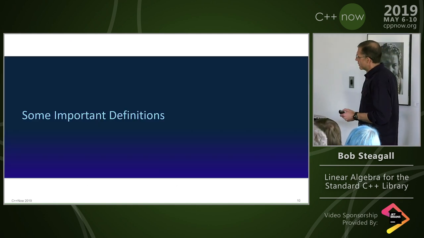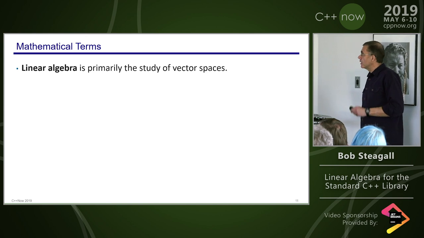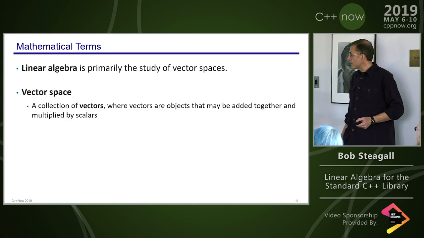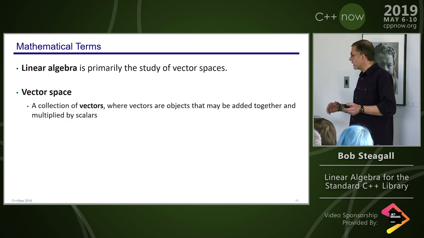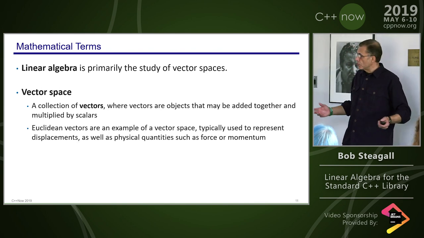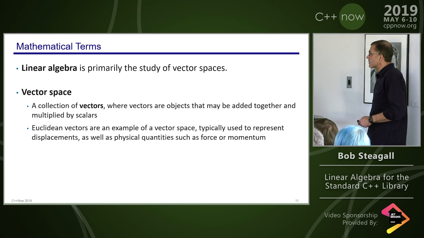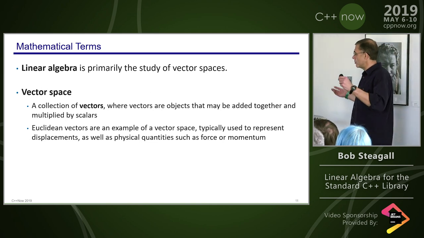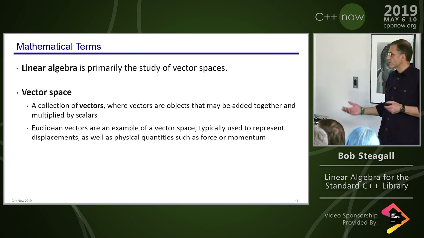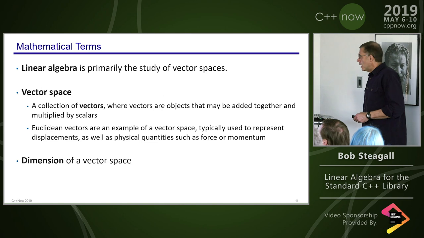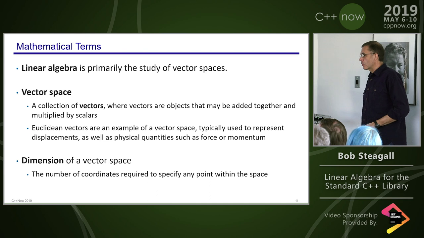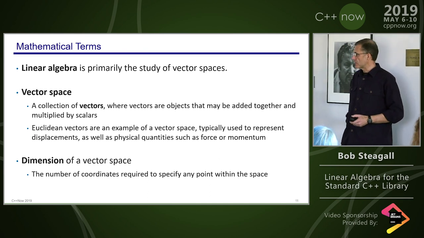I'll go through some definitions quickly. So linear algebra, we think of it as being the study of vector spaces. And a vector space is a collection of vectors where these are objects that can be added together and multiplied by scalars. When I think of vectors, I think of Euclidean vectors in three-dimensional space. As a physics major, of course, you use vectors to represent displacements, electric fields, forces, momentum. From a mathematical perspective, the dimension of a vector space is the number of coordinates that are required to specify any point within that space.